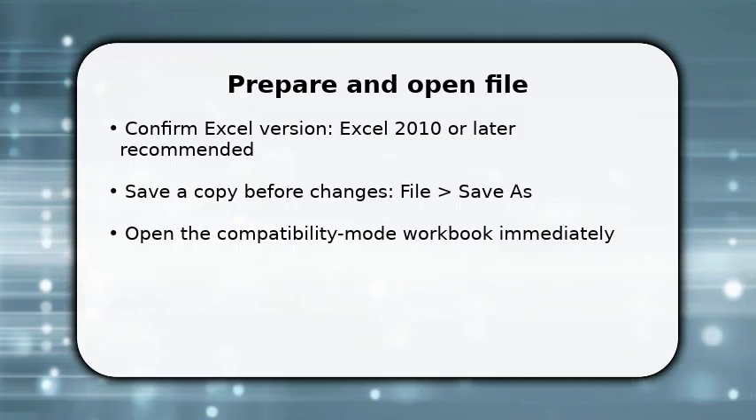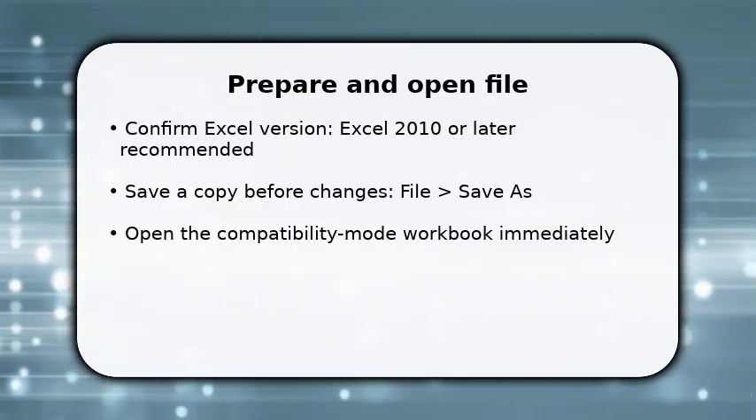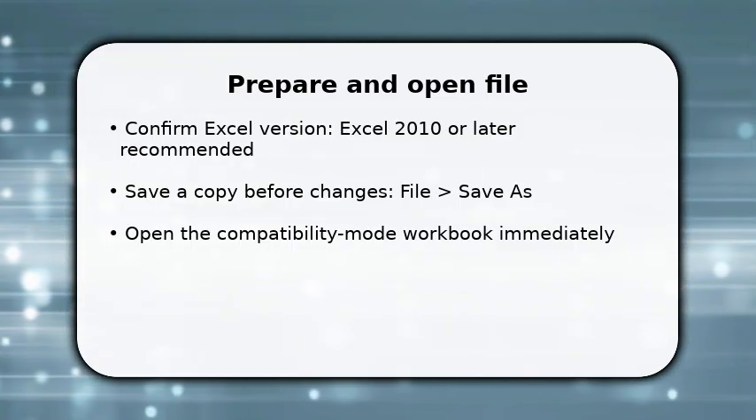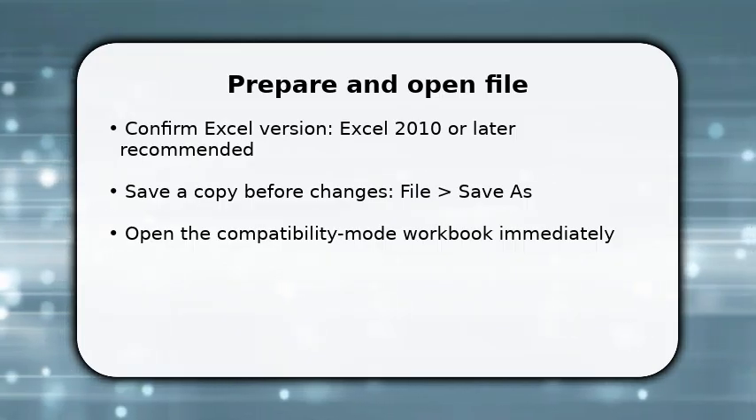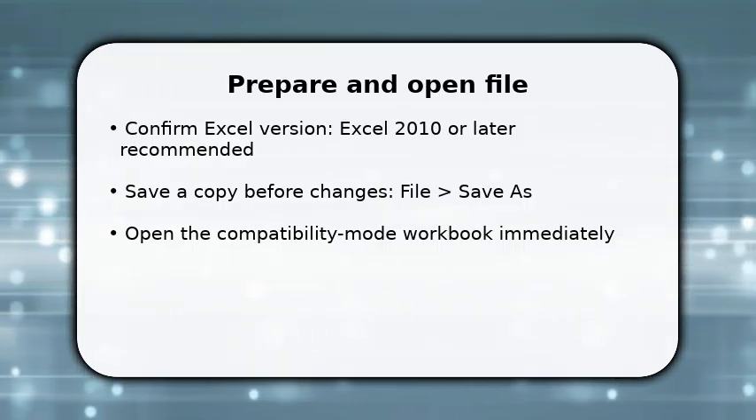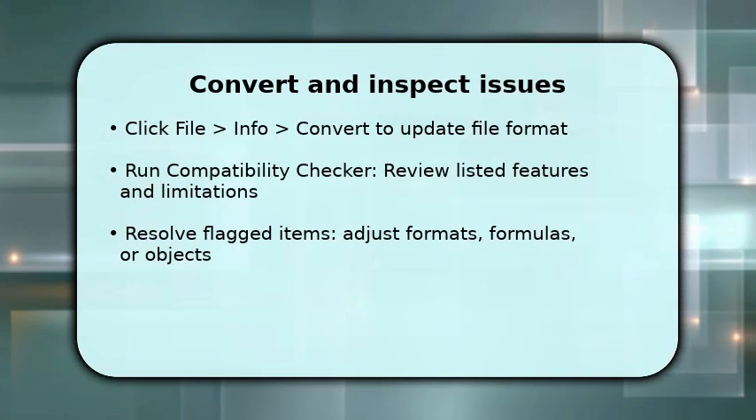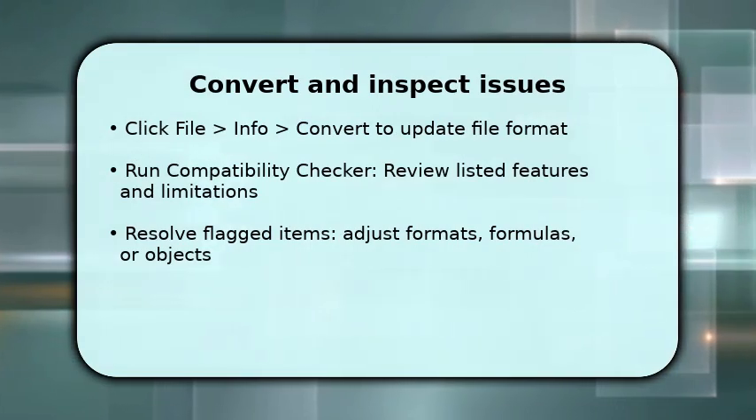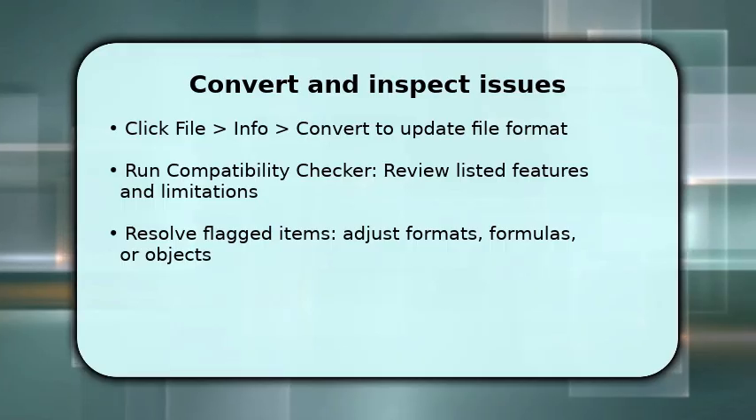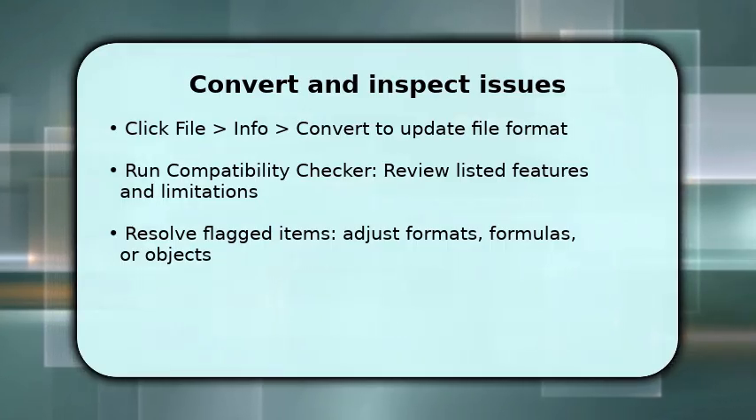Start with Convert to update the file to the current XLSX structure. This removes legacy restrictions. Doing this now prevents feature loss and prepares the sheet for modern formatting and functions. After you click Convert, Excel upgrades internal structures. You may lose backward compatibility but gain full features.